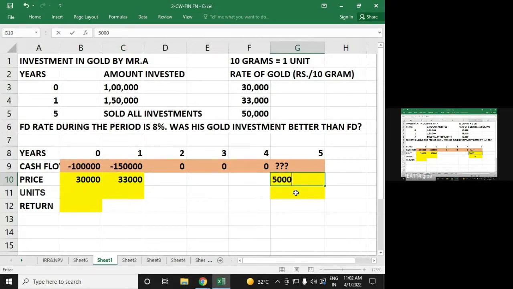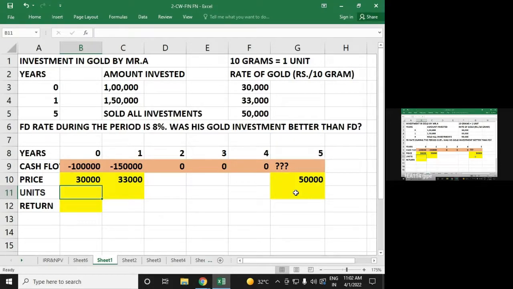Price का numbers डाल लेते हैं. Ideally you can reference it, okay, but we will add that complexity going forward, जैसे जैसे analysis का depth बढ़ता जाएगा. So 1 lakh rupees we have invested in year 0, and price of gold is 30,000 at that time.